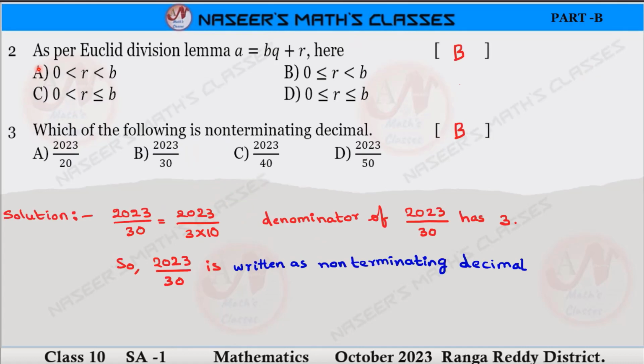Next, division lemma: a equals bq plus r. Here the second one is the correct option because we already know the condition of Euclid's division lemma: 0 less than or equal to r less than b. Third one, which of the following is a non-terminating decimal? Observing the options, B is the correct answer because the denominator has 3 as one of its factors. If a number has a factor other than 2 or 5, then that number is a non-terminating repeating decimal. So B is the correct option.